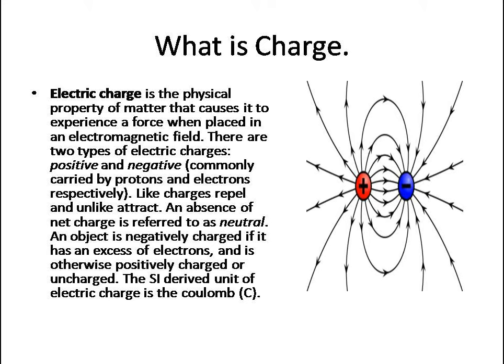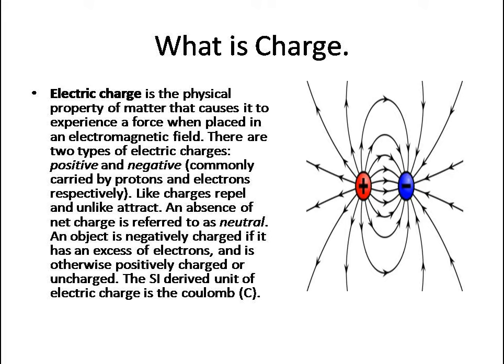The unit of charge is the coulomb. Now what is a coulomb? If 6.28 times 10 raised to the power 24 electrons are gathered at one place, then this charge will be equal to 1 coulomb.